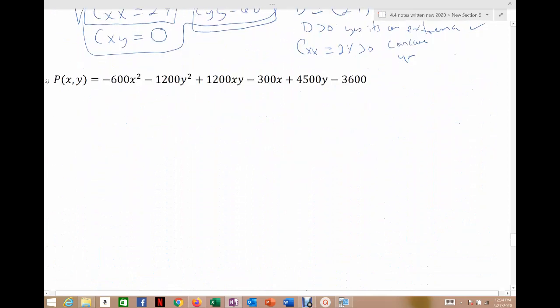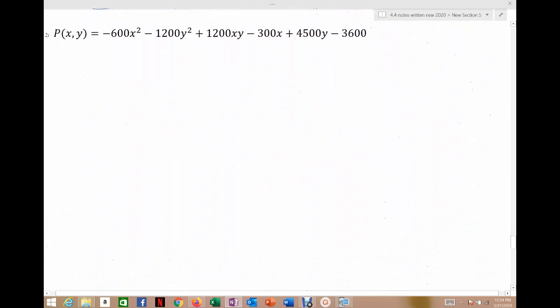Alright, my next example. Same thing, basically put it all together. So find the critical values.